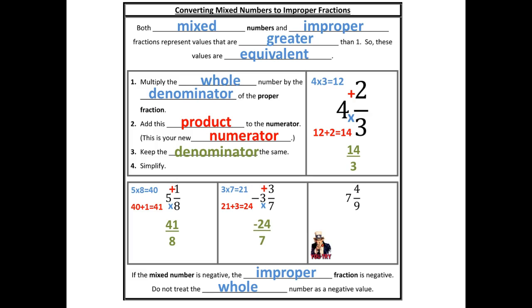My denominator 7 stays the same. I get negative 24 over 7. I could put that negative sign out front. A good rule of thumb when writing improper fractions, put the negative sign in the numerator every time. It'll make calculations with the 4 major operations a lot simpler. On your own, give 7 and 4/9 a try.